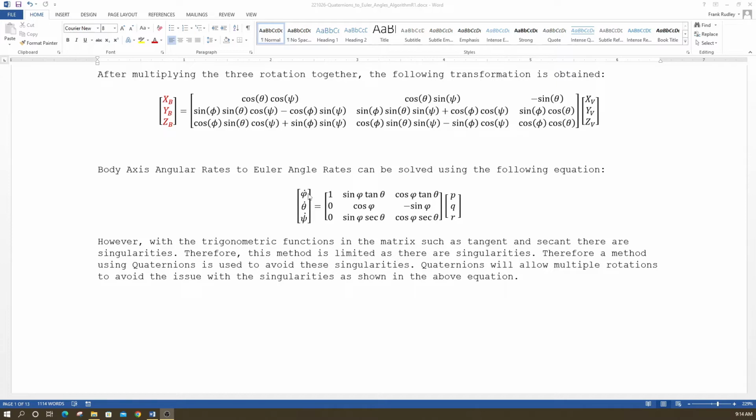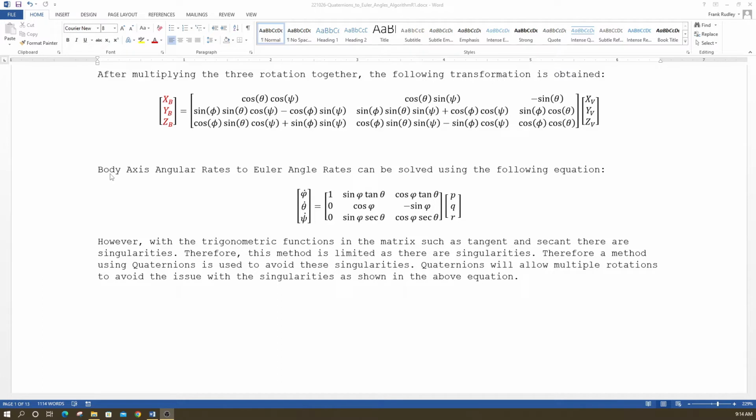To get our Euler angles. The only problem with this is that there are singularities here. The tangent function and the secant function have singularities. So for limited rotation, this is fine. But if we're going to do more than one rotation, say a complete spin around, then this is going to blow up and have some issues.